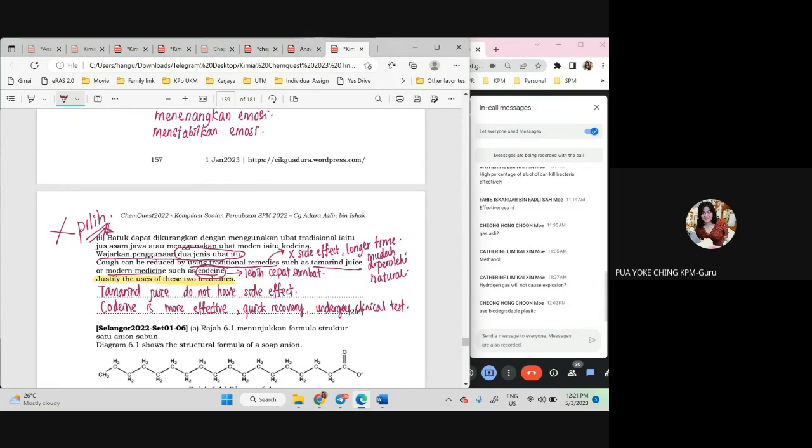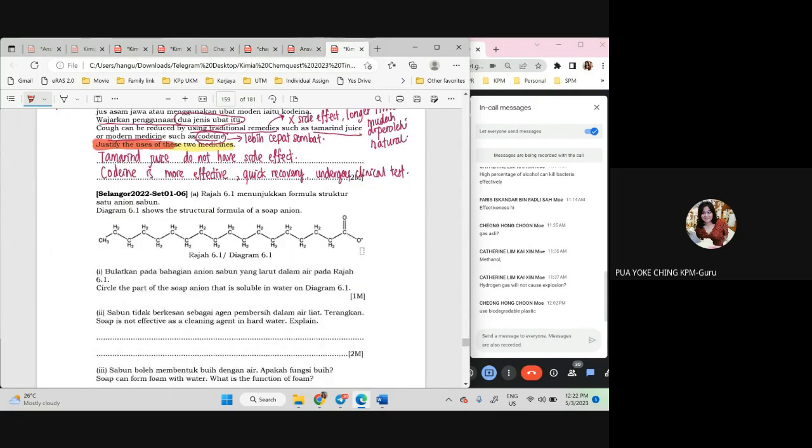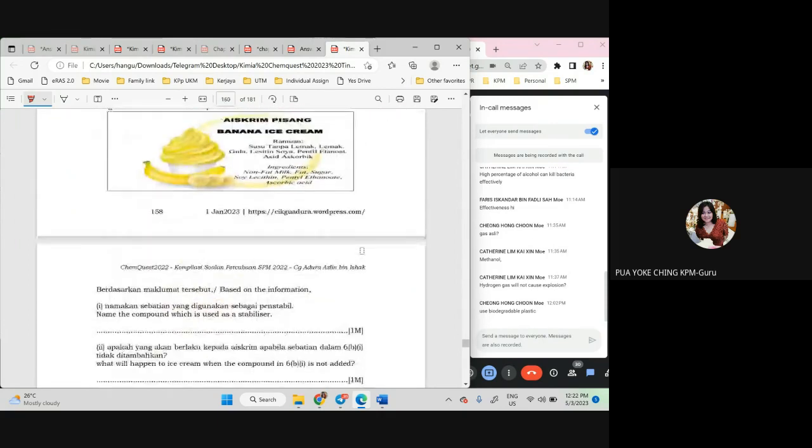So I discuss this question is because I want you to be very clear that if it's not asking you to choose, it just said justify. So both need to be mentioned. This is the question that came out last year. Okay, so dua-dua kena ada.